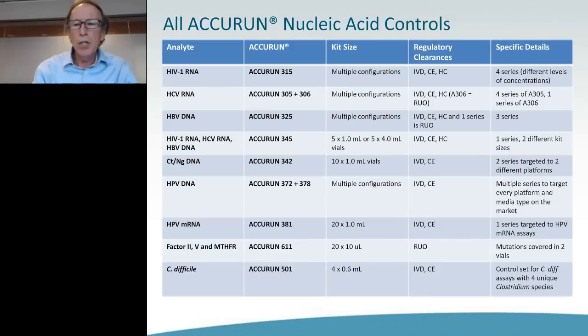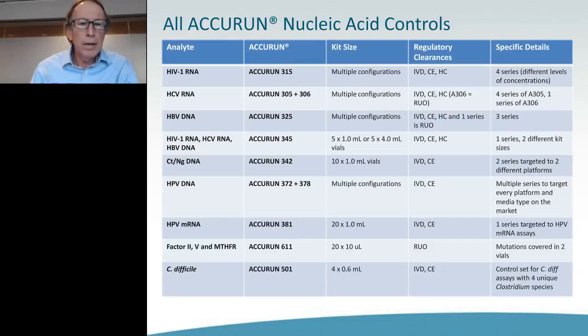So this chart is a list of not only the ACCURUN controls that we used for this study, but all the other nucleic acid controls that are available from SeraCare today. The top 3 I already spoke to. And then we actually have a multi-analyte control in HIV RNA, HCV RNA, HBV RNA. That's the ACCURUN 345. Again, the IVD CE and Health Canada mark. And we've got one series in 2 different kit sizes for this product.